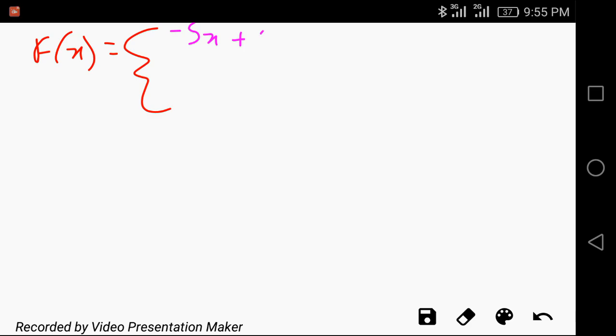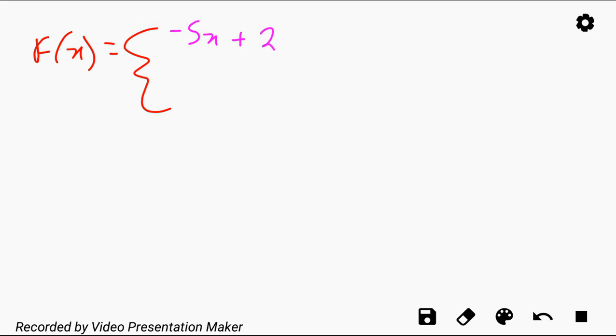So the answers should give you something in the ranges of, for the first part, negative 5x plus 2. That's for the first part. And then the second part should be x plus 4, and then the last part should be 5x minus 2. Notice that the first expression and the last expression should always be the opposite of each other in terms of the sign, negative, positive, and stuff like that. So not forgetting your intervals.